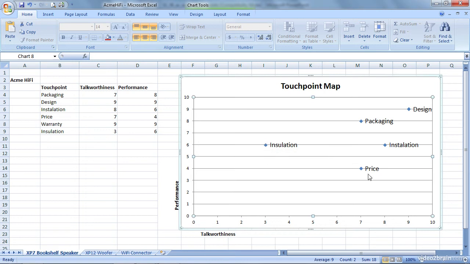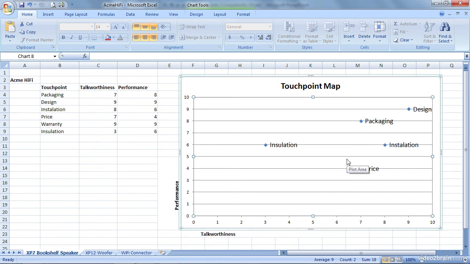At the same time, we also see that price is high on the talk-worthy scale, but below the line, if I just create this diagonal line right across here, it is significantly below that line. So what this is generally saying is that people are probably talking negatively about the fact that the XP7 tends to be a relatively expensive speaker.